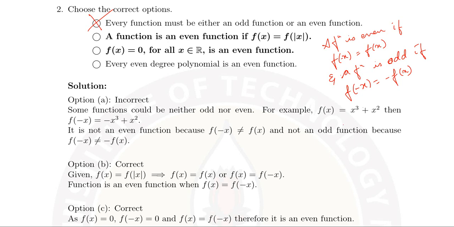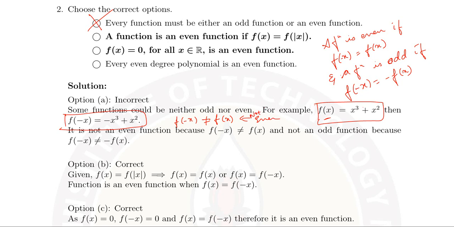An example of a function which is neither odd nor even is, let's say, f of x is equal to x cube plus x square. Now this is my f of x. If I want to find f of minus x, this is what I'll obtain: f of minus x is equal to minus x cube plus x square, right? So what we see here is f of minus x is not equal to f of x. Therefore it is not an even function, right?